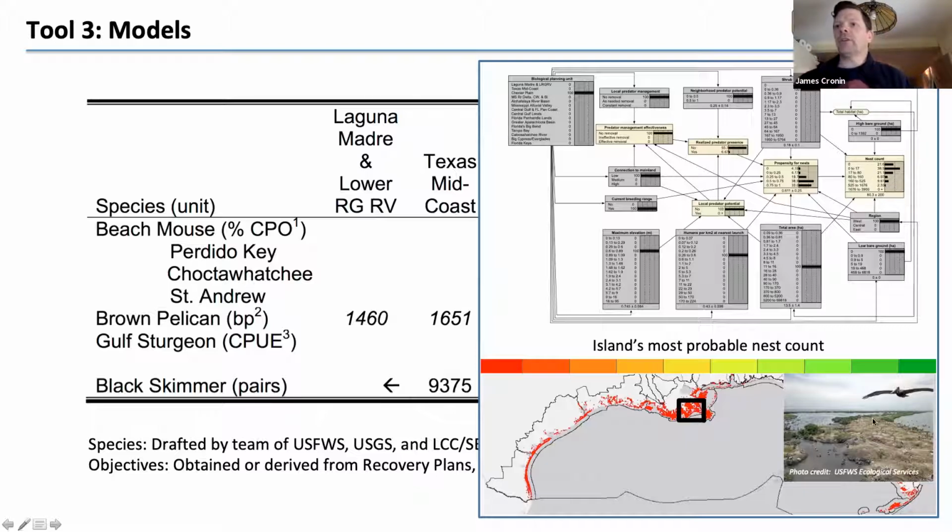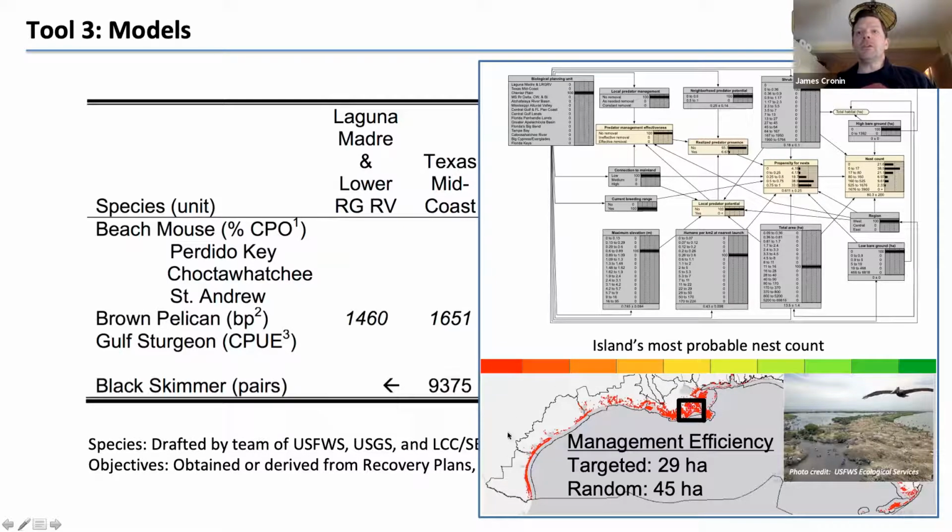So that is considering a scenario, say where managers are just thinking about an individual island. But we can assemble or collate geospatial data sets for islands across the entire Gulf, and then feed those into the models to make predictions across the landscape. And then we can use these types of outputs to predict things like population sizes or calculate habitat objectives or the efficiency of different management scenarios.